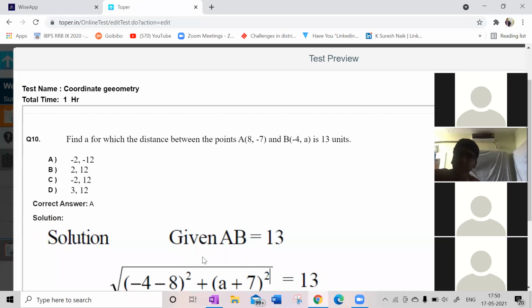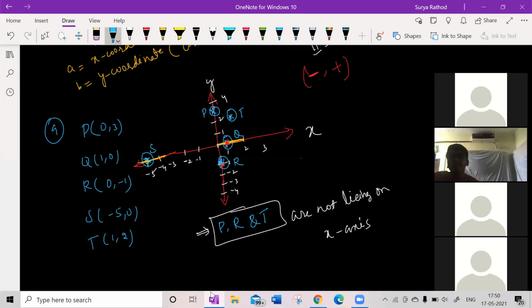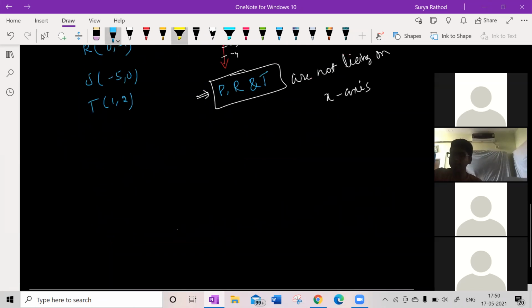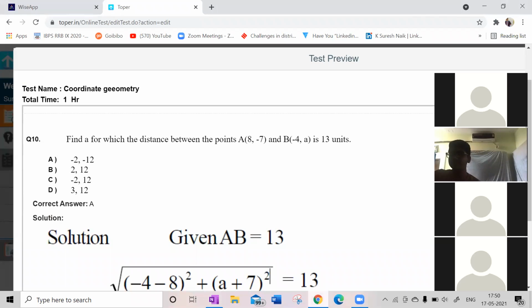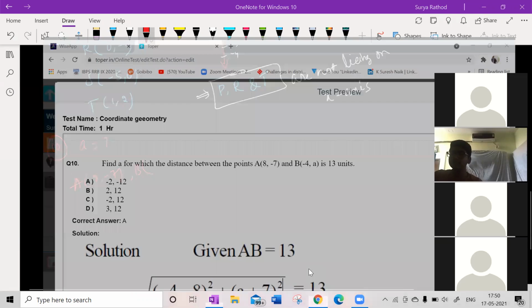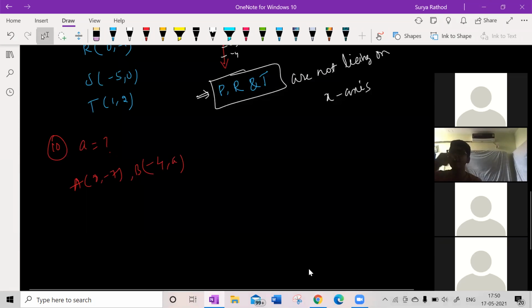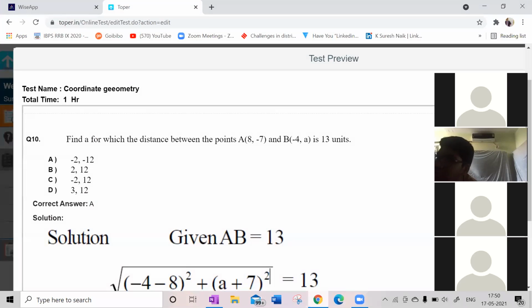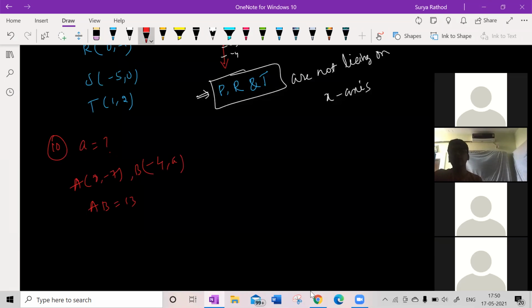We have to find the value of A, guys. This is the 10th question. The coordinates are given: A is (8, -7) and B is (-4, A). And the distance AB is given as 13 units.